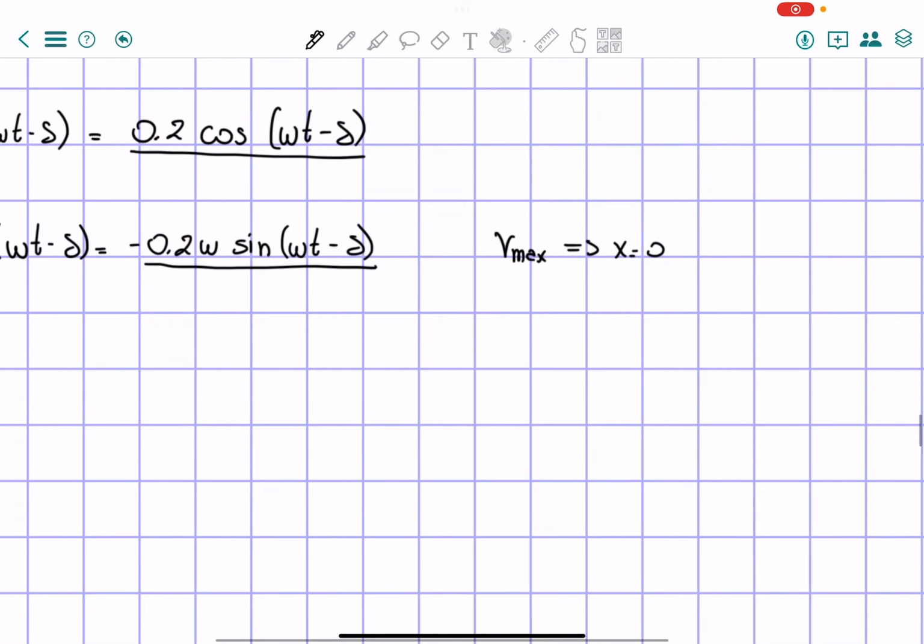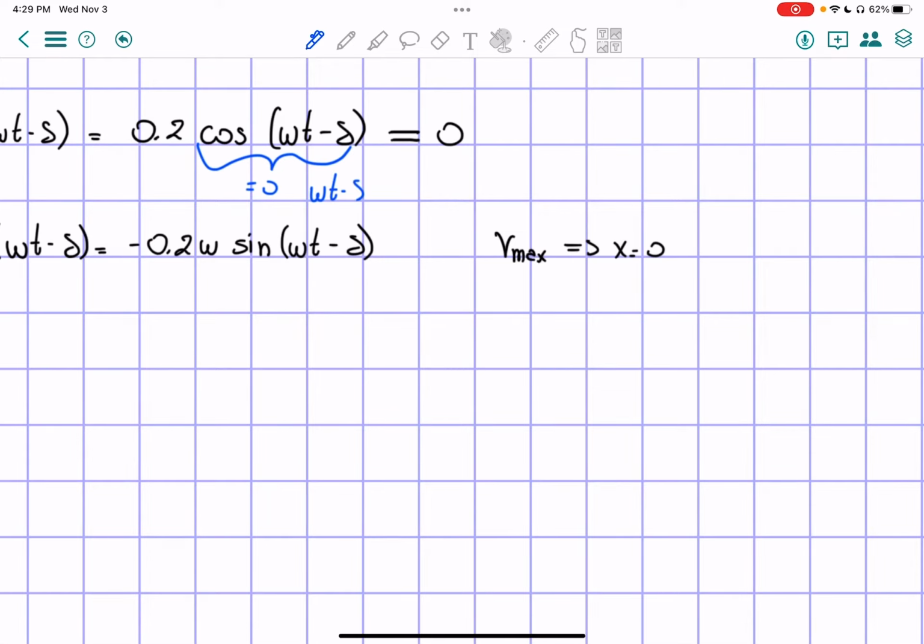Anyway, so we have to find when this one is equal to 0. When is it equal to 0? Well, 0.2 cannot be equal to 0, so we have to think about the cosine of this. When is cosine equal to 0? Well, when the inside is equal to 90 degrees, or pi over 2. So we can say that Wt minus the phase shift is equal to plus or minus pi over 2.